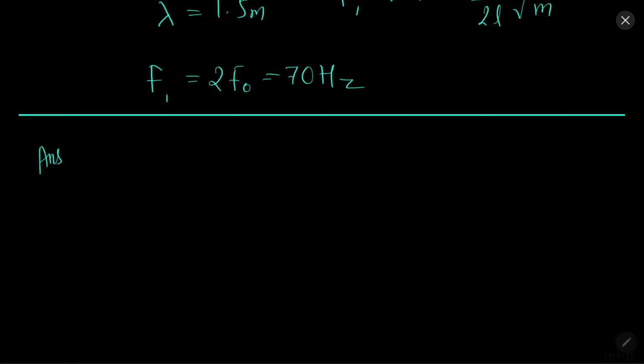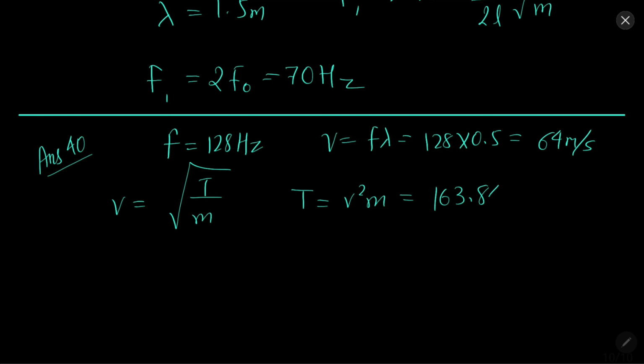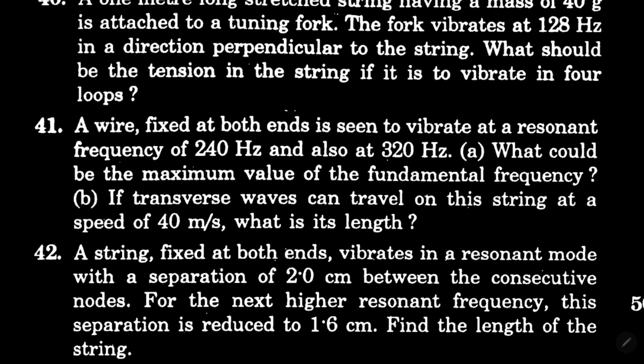Solution 40. So here f will be 128 hertz, v will be f into lambda, which will be 128 into 0.5, which will give us 64 meters per second. We know that this is the formula, T equals v square m, so it will come out to be around 163.84 Newton, approximately 164 Newton.